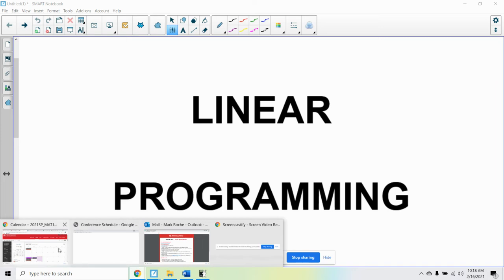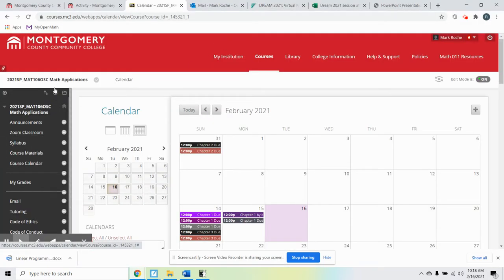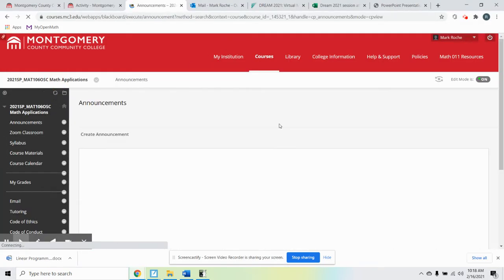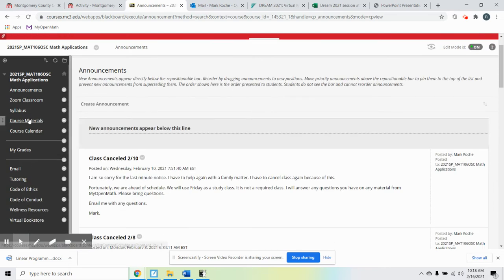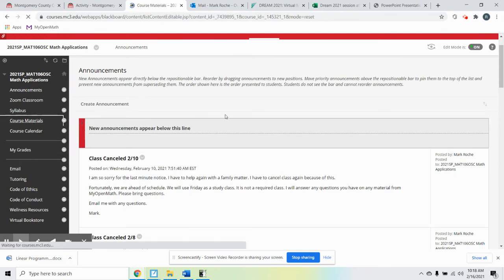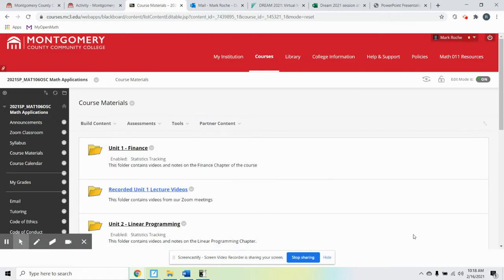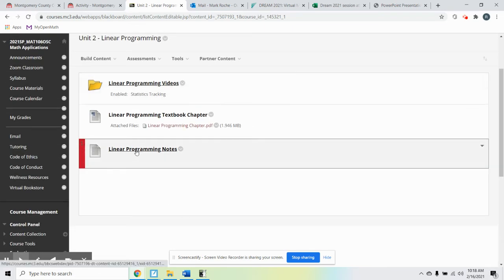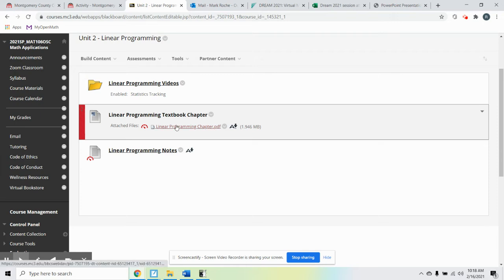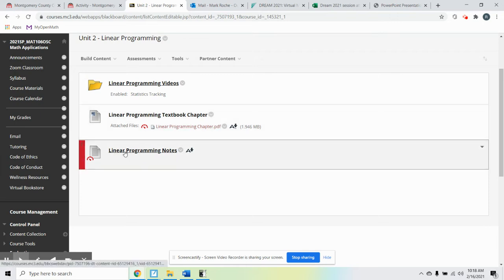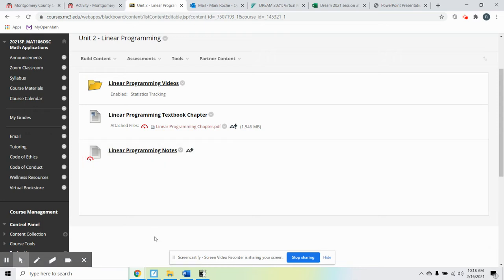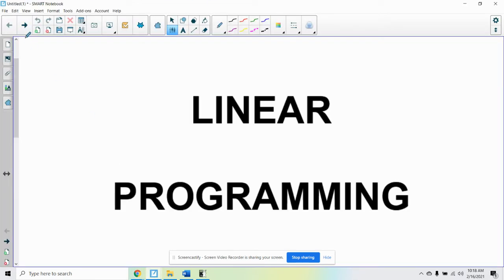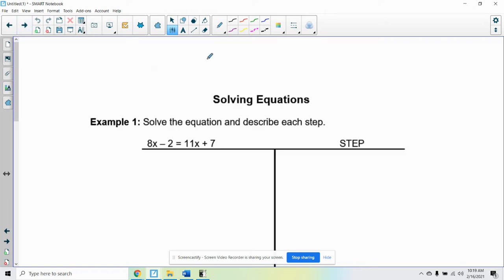Okay. So if you don't know where these notes are on our Blackboard page, if you go to our Blackboard page, I have a bunch of stuff up here. More or less looks the same for you. If you go to course materials, and then click Unit 2, Linear Programming, it should be the linear programming notes. You don't have to look at the textbook chapter. That's something different. Just look at the linear programming notes. That's what I'm using for this. So you can print them out or use them digitally on like an iPad or something, but that's what I'm using for these videos.